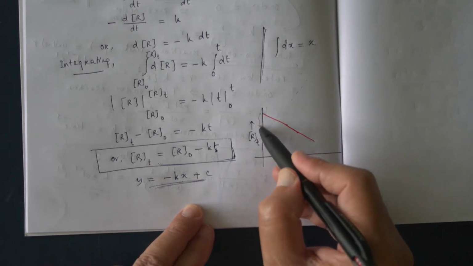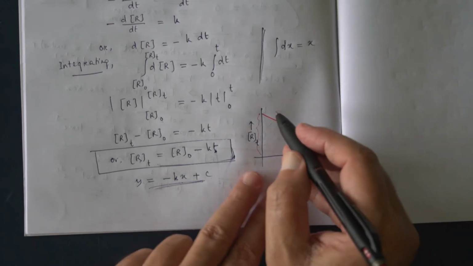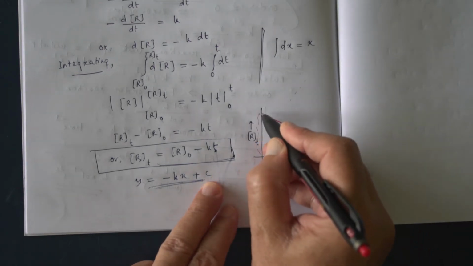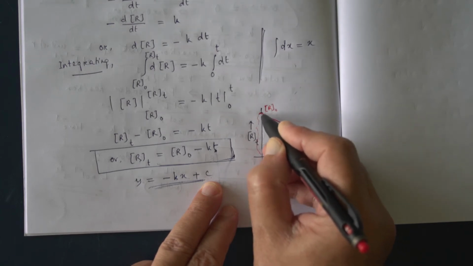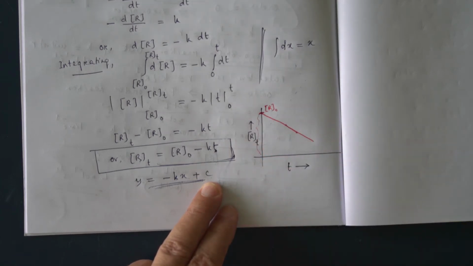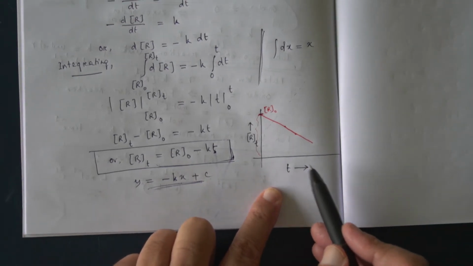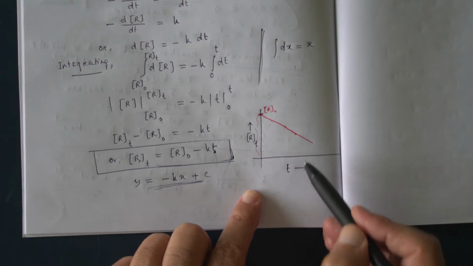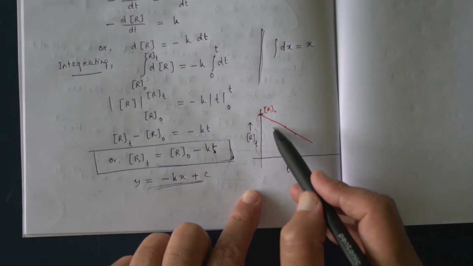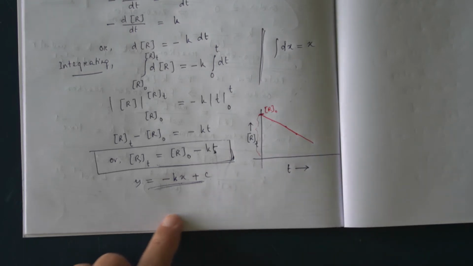And this is C, which means this is R naught. So you see, as time passes, the concentration of R decreases.